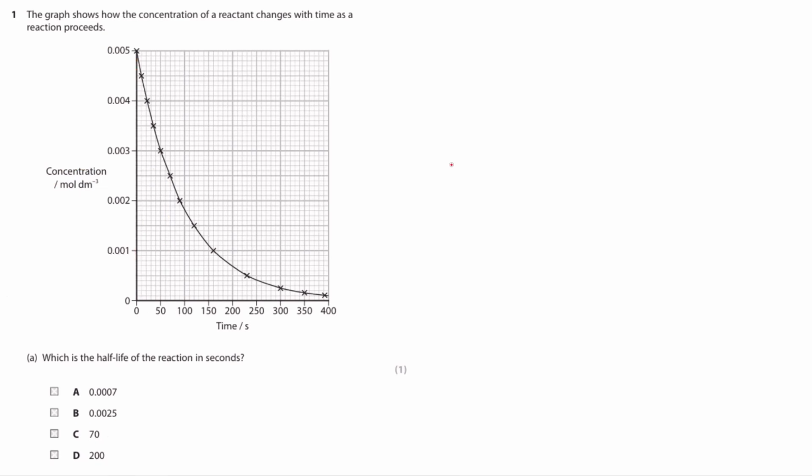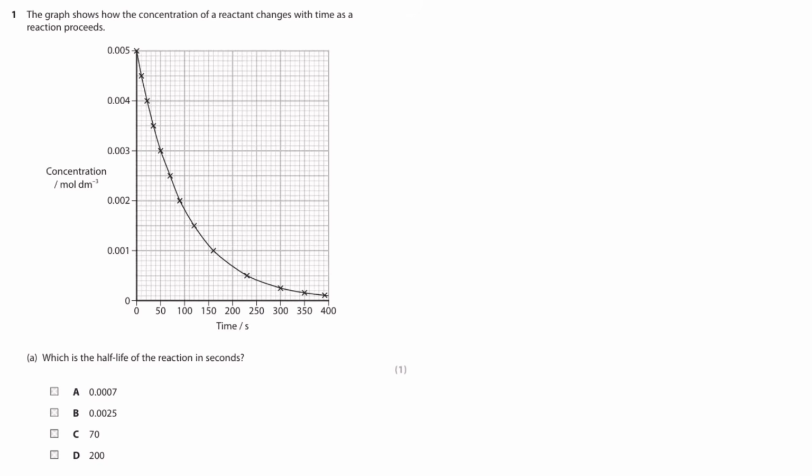Let's go to part B. There's another section in this question. Which graph shows how the rate changes with reactant concentration in this reaction? To identify how the rate and the reactant concentration change, we have to identify another thing, the half-life. We measure the first half-life, the time for the concentration to become half of its original value. It took 70 seconds. That's what we found.